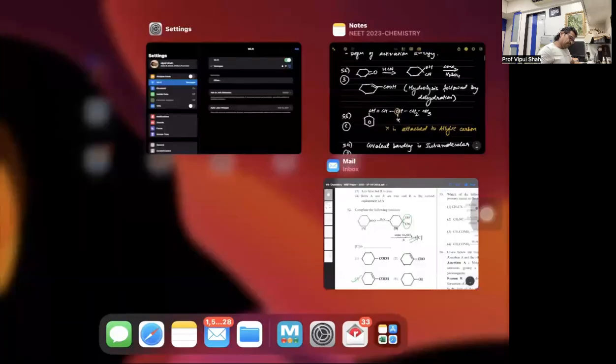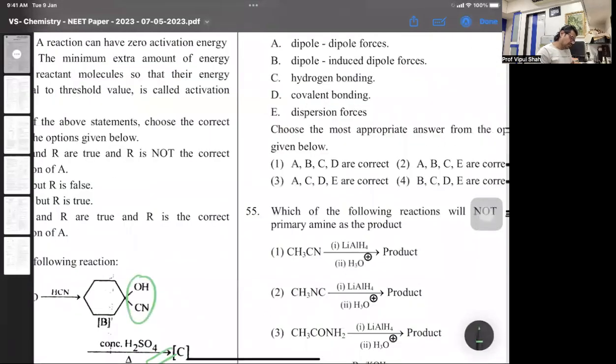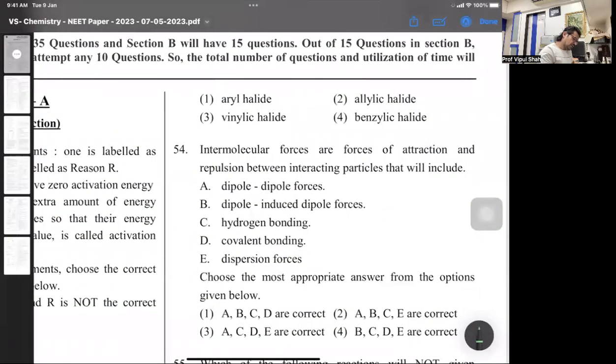Then the next one, the third one. The compound, if you see carefully, is nothing but allylic. What is the definition of allylic? A halogen atom is directly attached to a carbon, which is then directly attached to a C=C double bond. So the halogen is attached to an sp3 hybrid carbon, and this carbon is directly attached to a C=C double bond. So that's an allylic group. So 53, that's nothing but allylic.